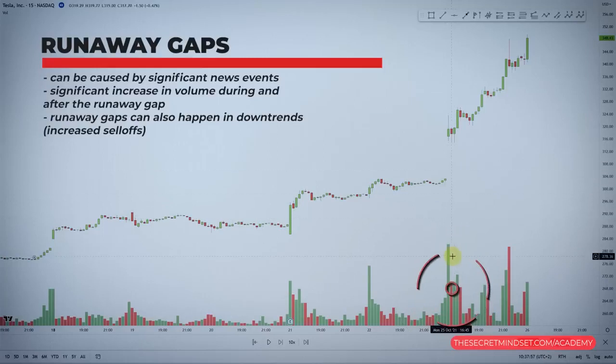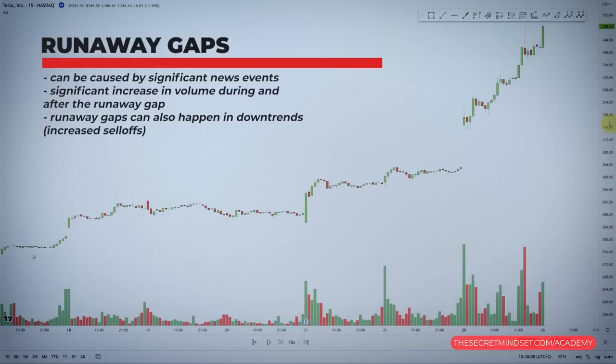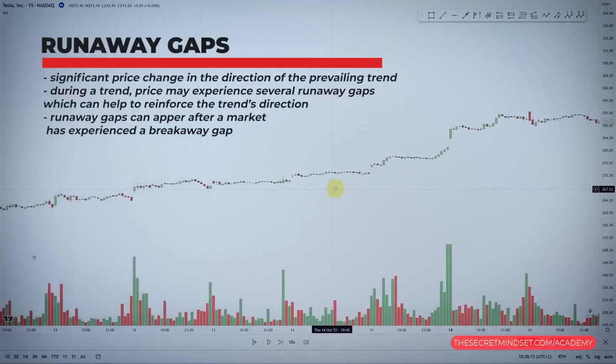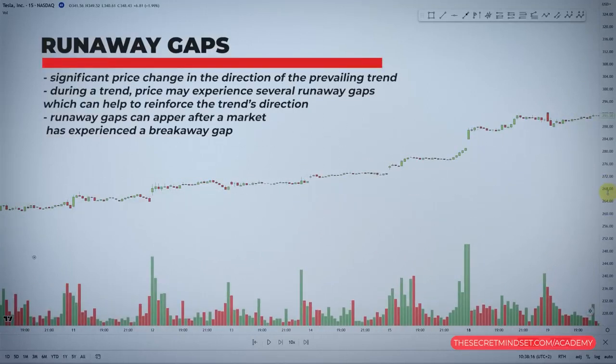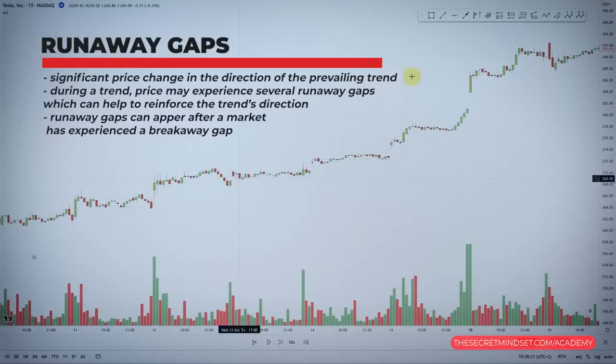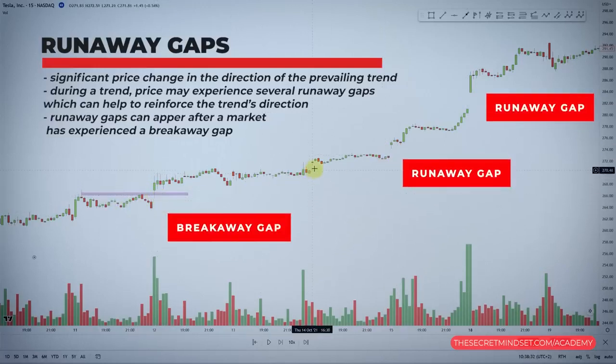In this example, pay attention to the significant increase in volume during and after the runaway gap. Runaway gaps can also happen in downtrends. This usually represents increased sell-offs. This type of gap occurs during strong bull and bear moves and is characterized by a significant price change in the direction of the prevailing trend. During a trend, price may experience several runaway gaps, which can help to reinforce the trend's direction. And it's not uncommon for runaway gaps to occur after a market has experienced a breakaway gap.